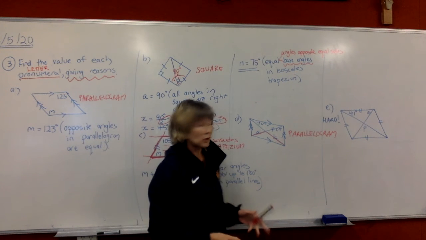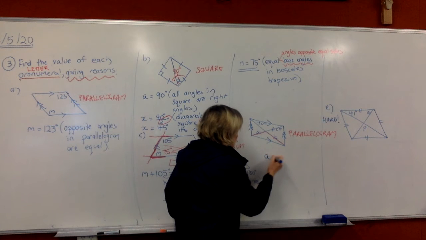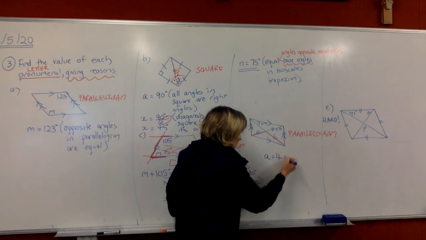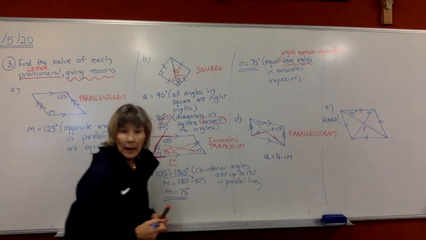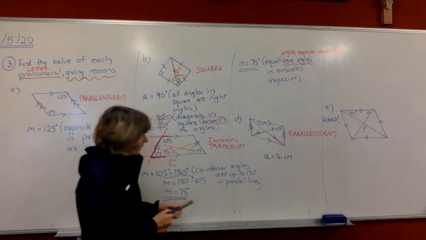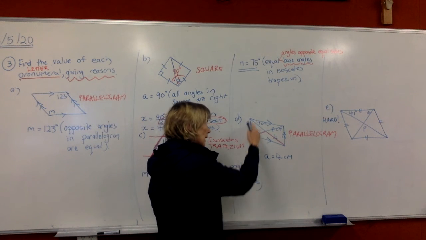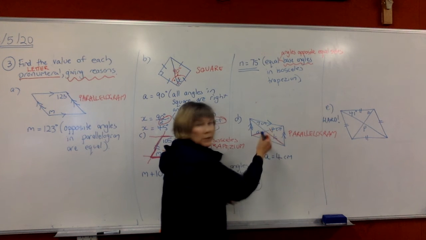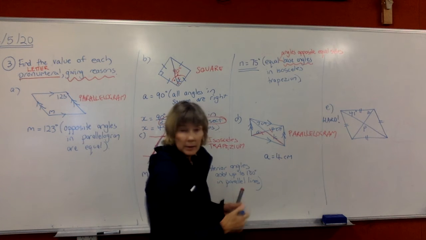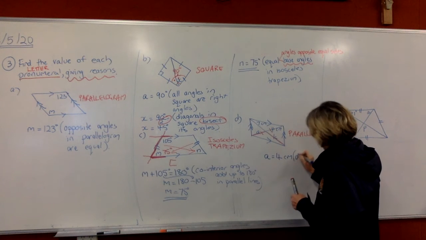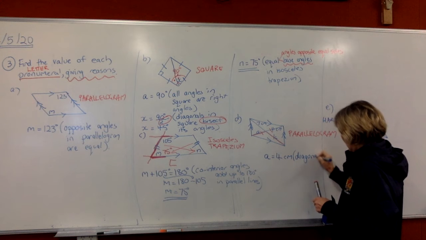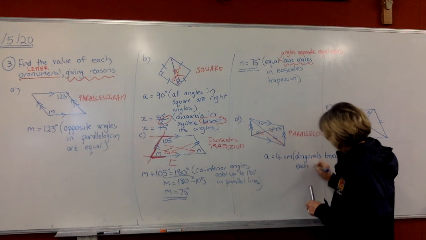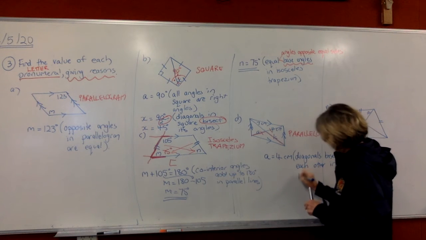You can probably just use your common sense here. I hope you can see that A will have to be the same as this one here. So A is going to equal 4 centimetres. Now, how to explain that? Well, you know that this diagonal here is going to split the other diagonal into two equal parts. So that's what we're going to say. Diagonals bisect each other in a parallelogram.